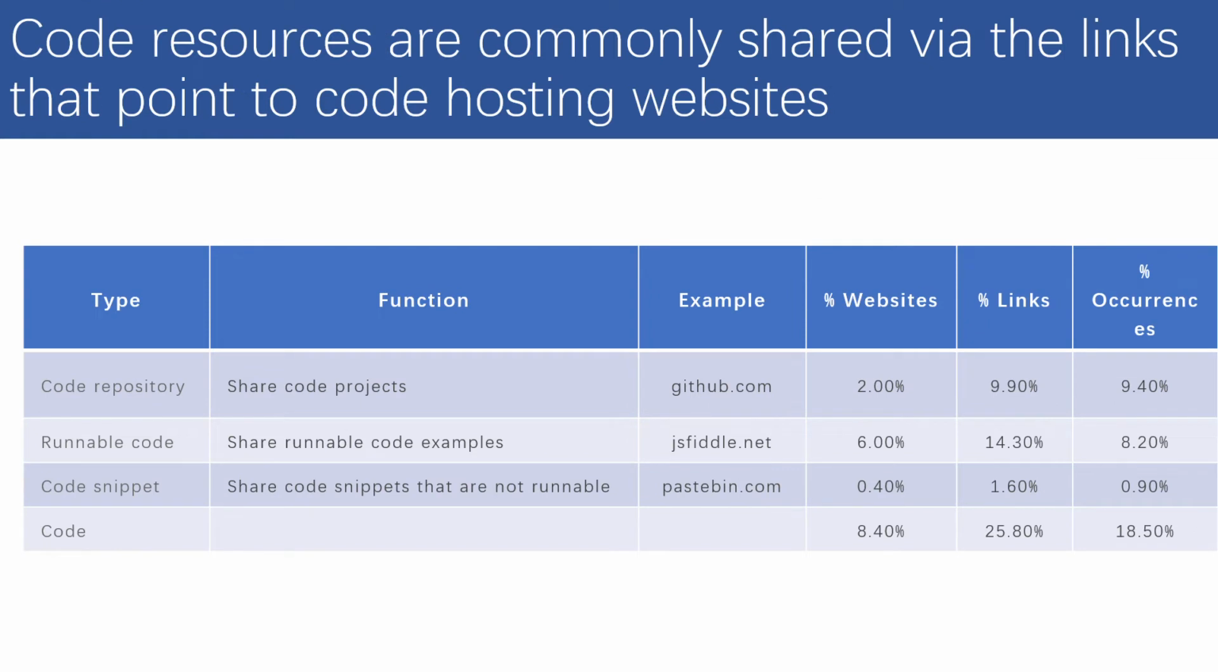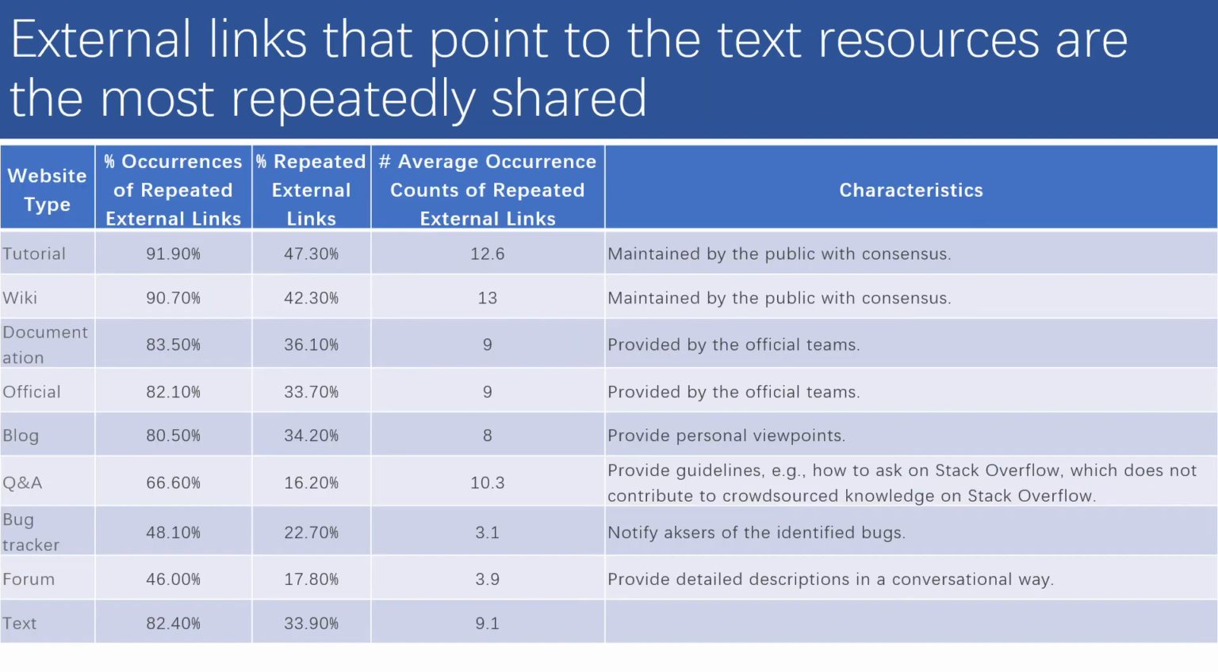Following that, code resources are the second most commonly shared resources on Stack Overflow. More specifically, users post 50 million code snippets on Stack Overflow, while 4 million external links also point to the code hosting websites. This indicates that 80% of the code resources on Stack Overflow are shared through external links. We suggest that researchers should leverage the external code resources when mining Stack Overflow.